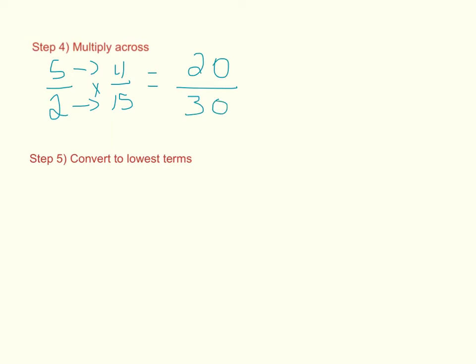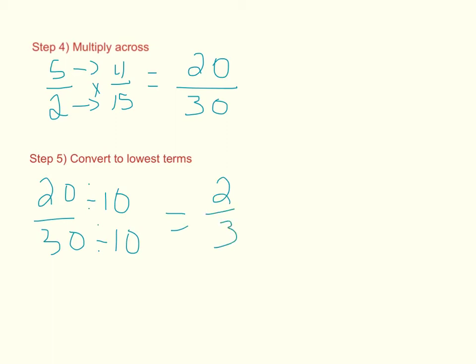Last step, like usual in all the different lessons in this unit, is to convert to lowest terms. So we have 20 over 30. If we divide both these numbers by 10, we're going to get an answer of 2 over 3, which is as low as it can go. So that is our final answer of 2 over 3.